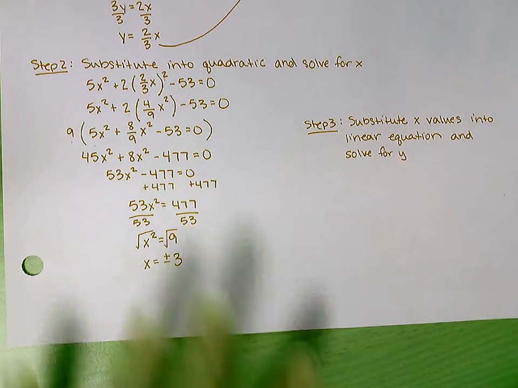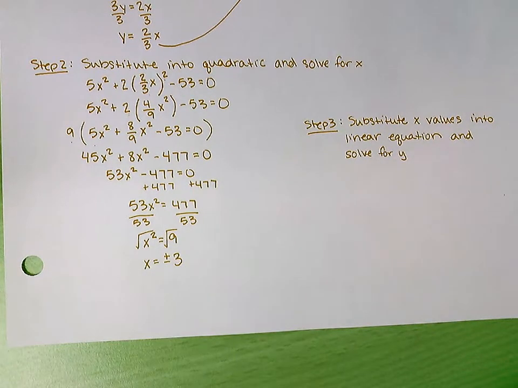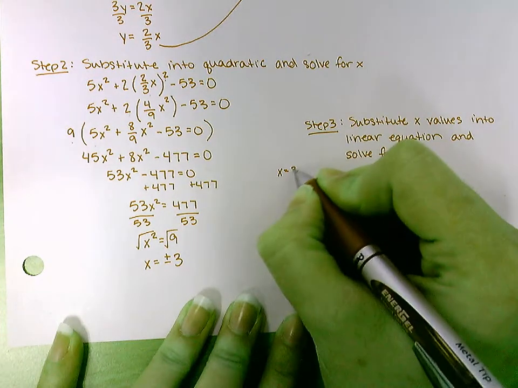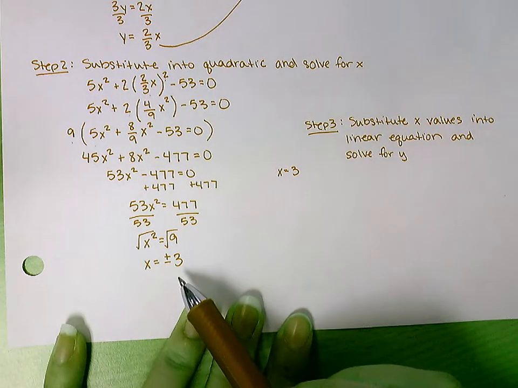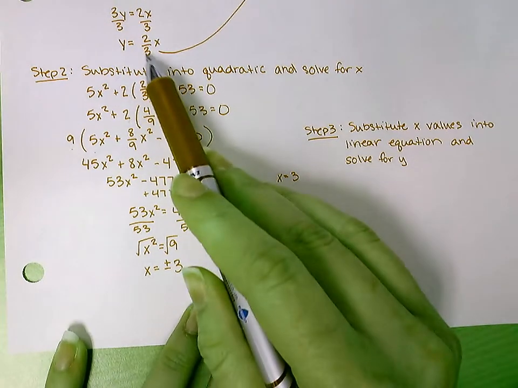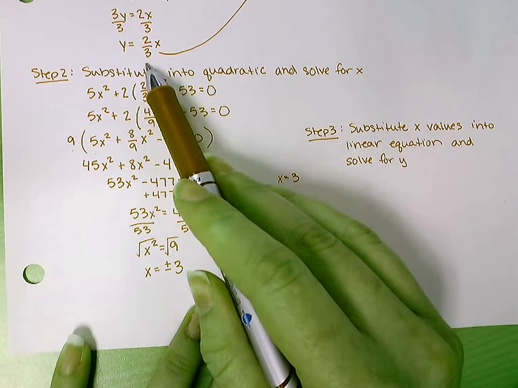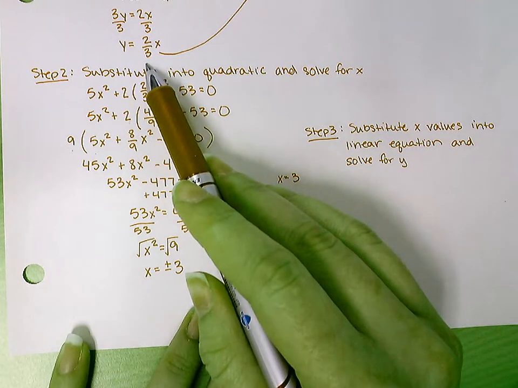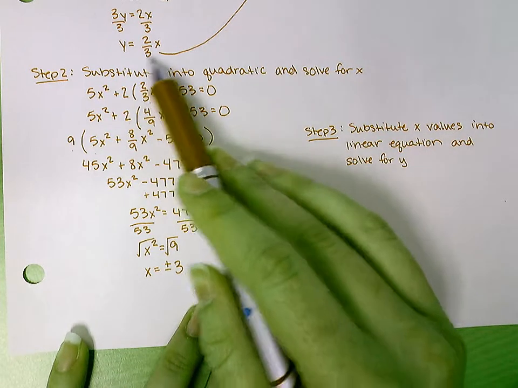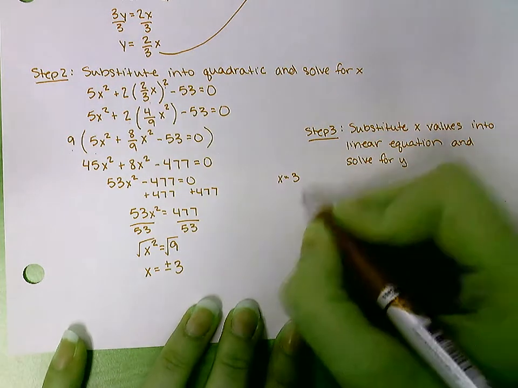Okay, so again, we need these coordinate points. Right now, all we have are the x values, and we need the y values to make it a coordinate point. So when x is equal to 3, since I found x to be 3, we're going to plug that 3 into our linear equation that we found, and I'm just going to use this one. Okay, you can plug it back into the original, but you're going to get the same answer. So I'm going to plug it into this one right here.